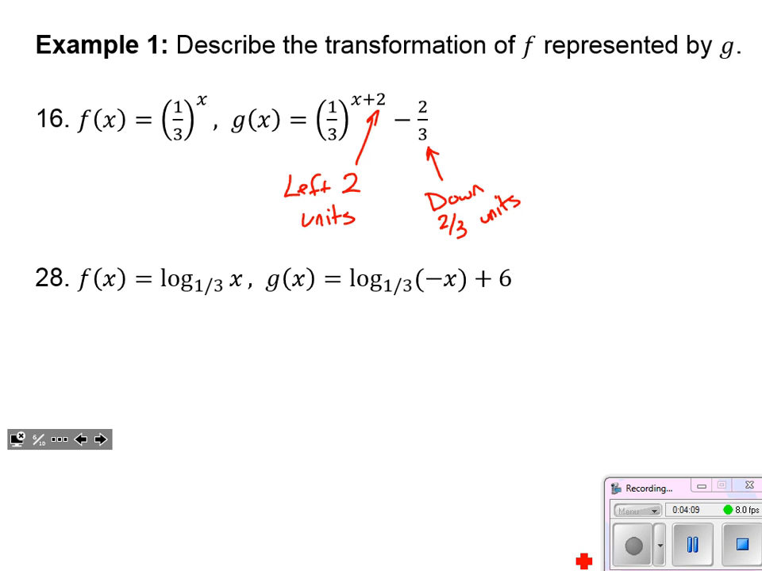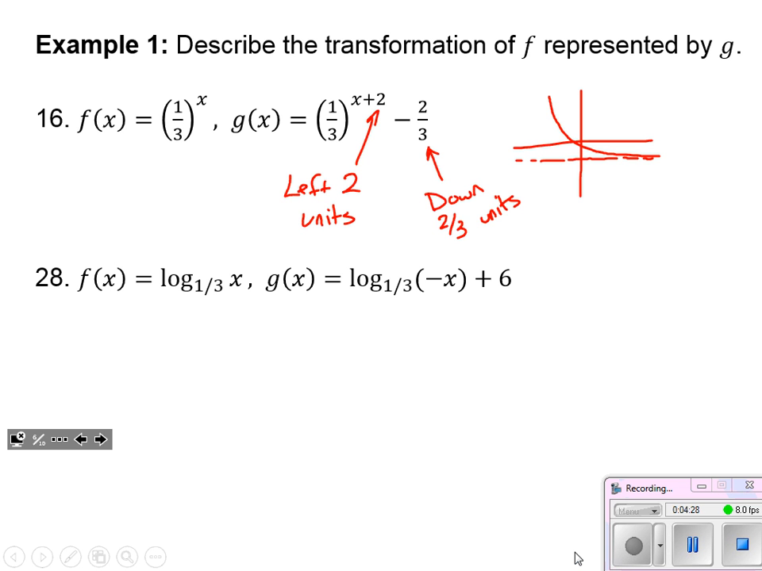All right, so if I were to graph number 16, I know that it's still an exponential decay function, but now its horizontal asymptote is not on the axis anymore. It's been shifted down a little bit, and that's how I would see that decay function graphed.